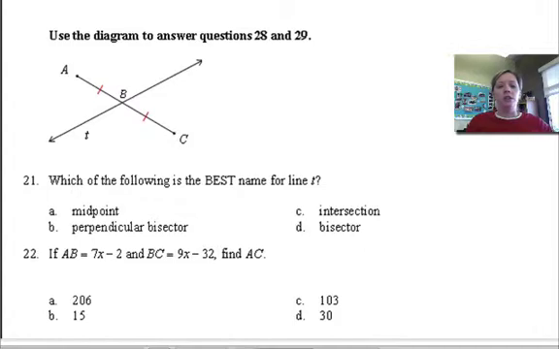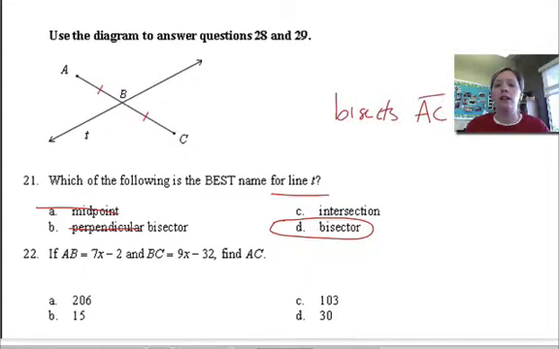Alright, 21 and 22 go with the same diagram. What's the best name for line T? Well, it's a line, so it can't be a midpoint. It doesn't meet at 90 degrees, so it's not a perpendicular bisector, although it does cut AC in half. So that leads me to the correct answer that line T is a bisector. It bisects segment AC.